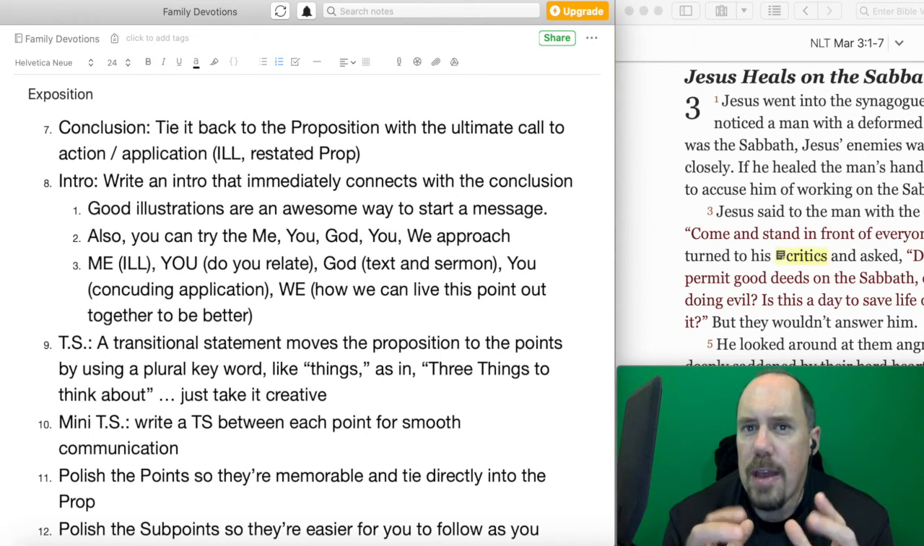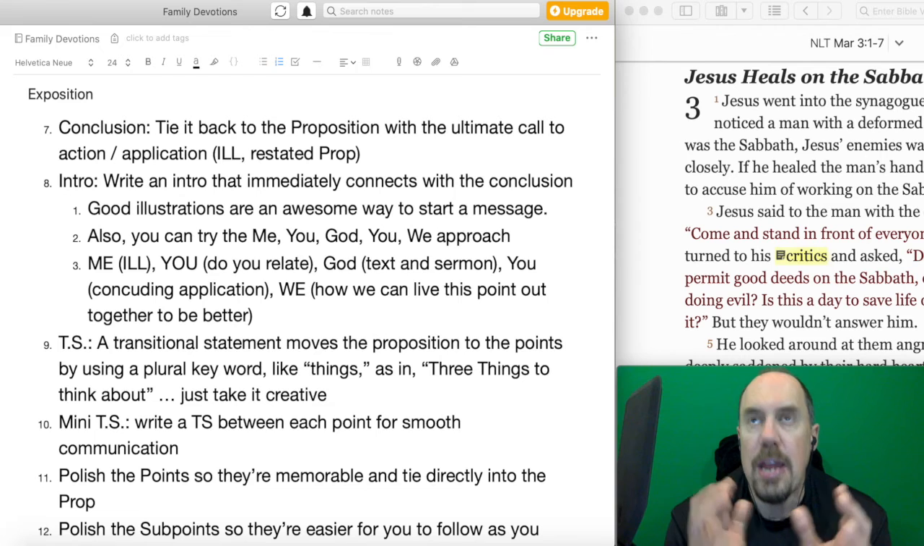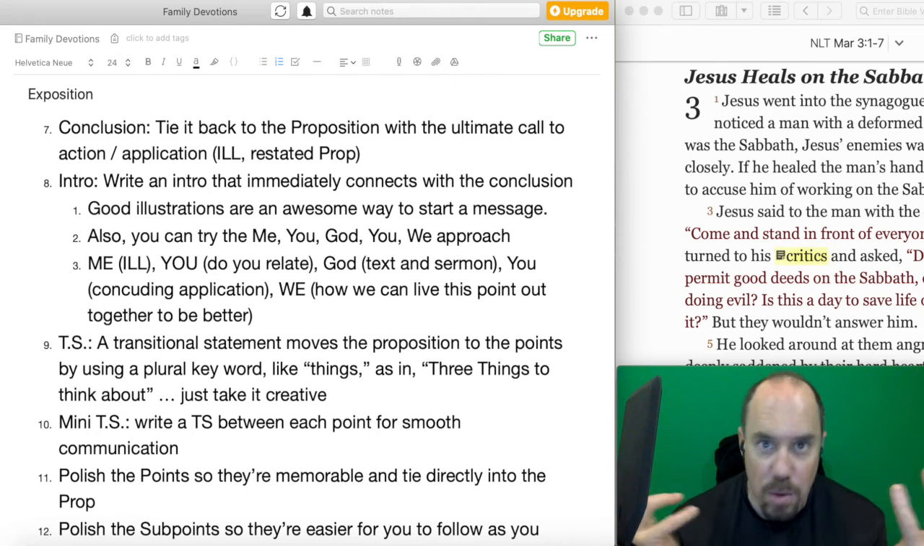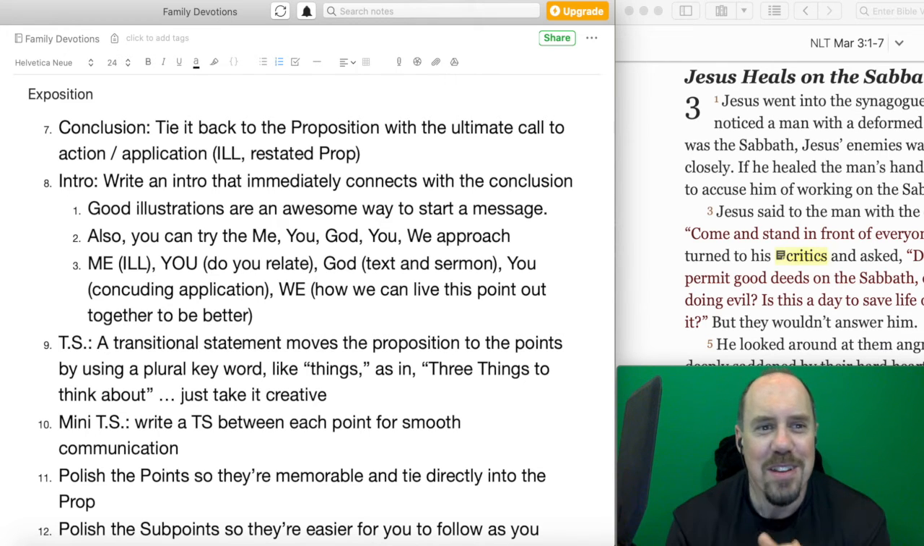When you're done that and you've got this nice little conclusion, and you are convinced that people are just going to run to the altar and give their lives to Jesus, and people are going to be healed and raised from the dead, and whatever it is that you've got in your mind that's going to happen.